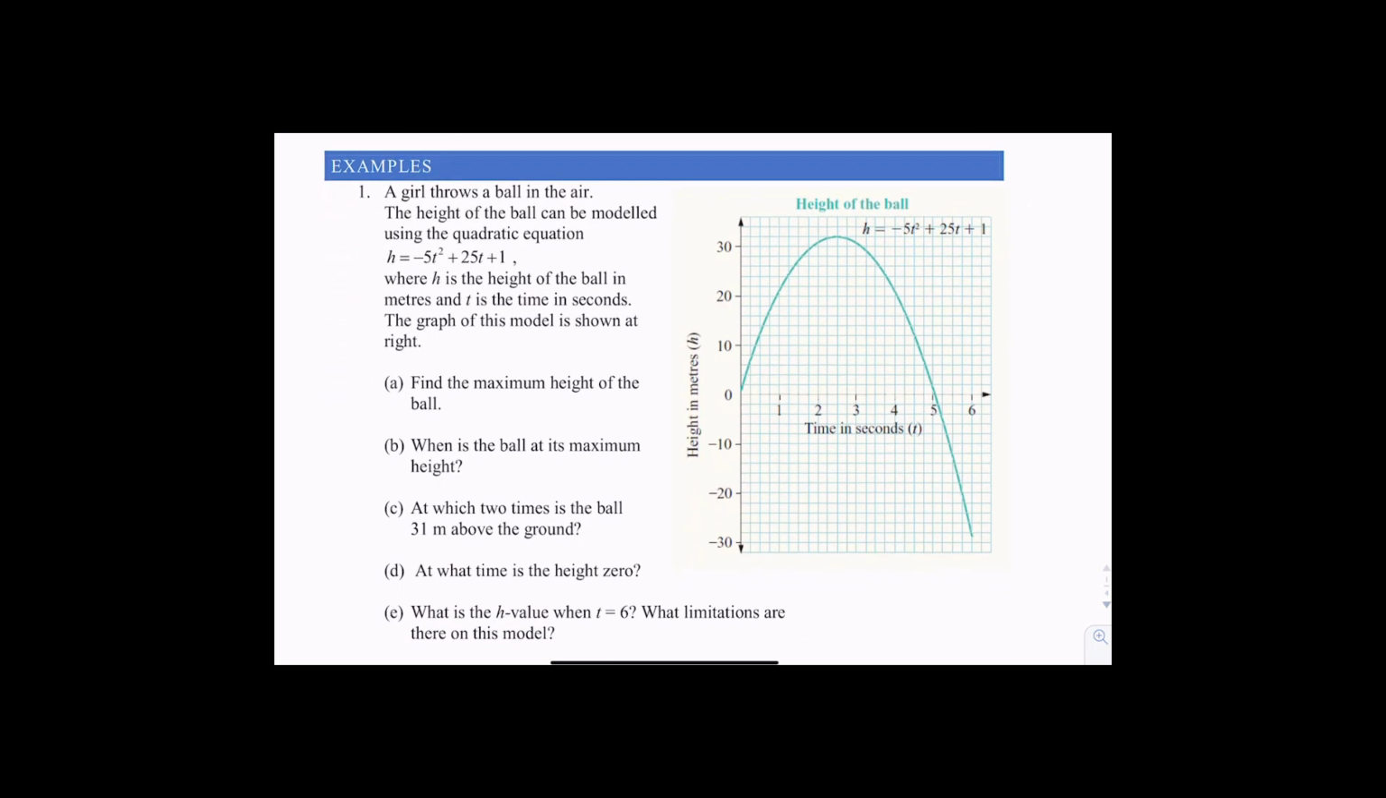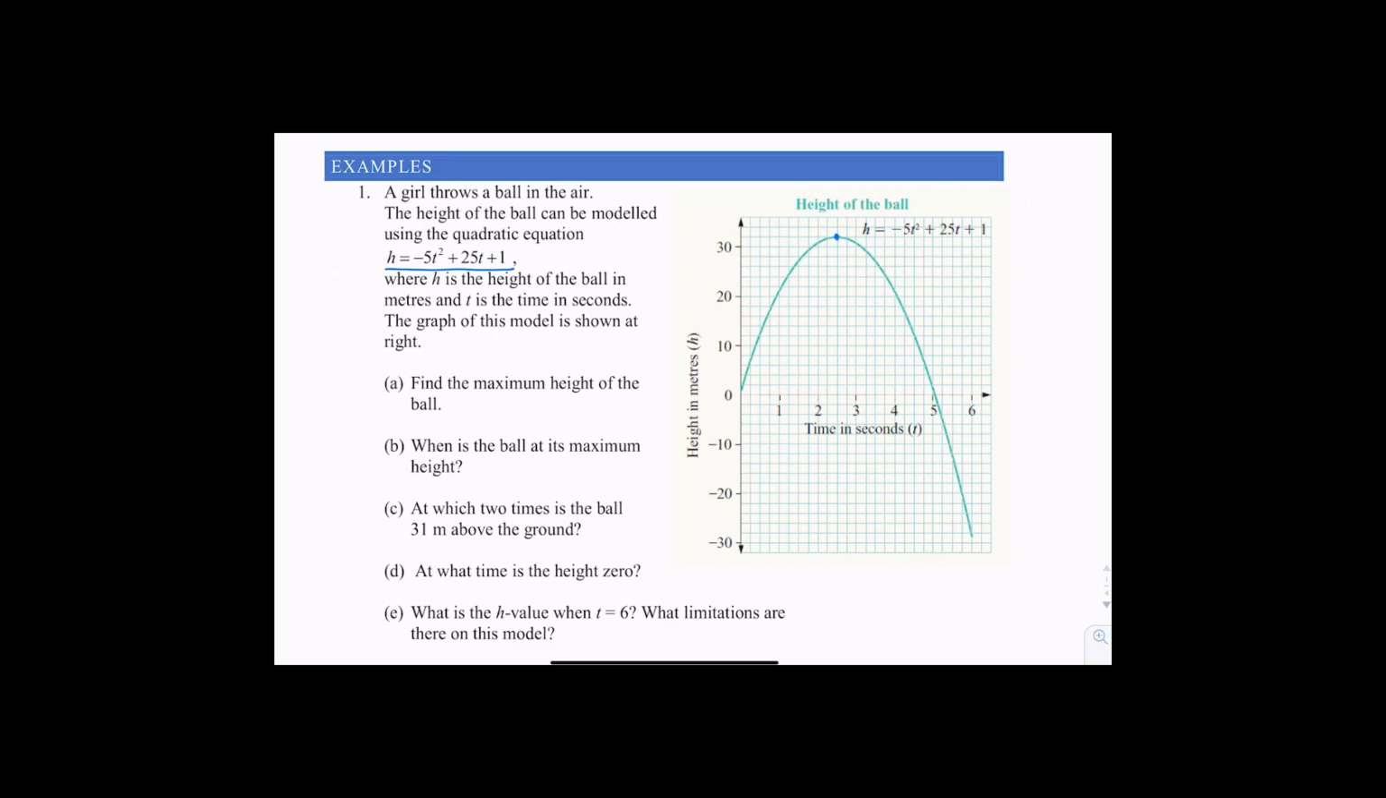In the first example, a girl throws a ball in the air, which is a classic example of a parabola. It goes up, it turns around, and it comes down. And we're given the equation h equals negative 5t squared plus 25t plus 1. And I've already graphed it here on the side. The first question says find the maximum height of the ball. So the maximum height, we'll just go up here and see where is that maximum height.